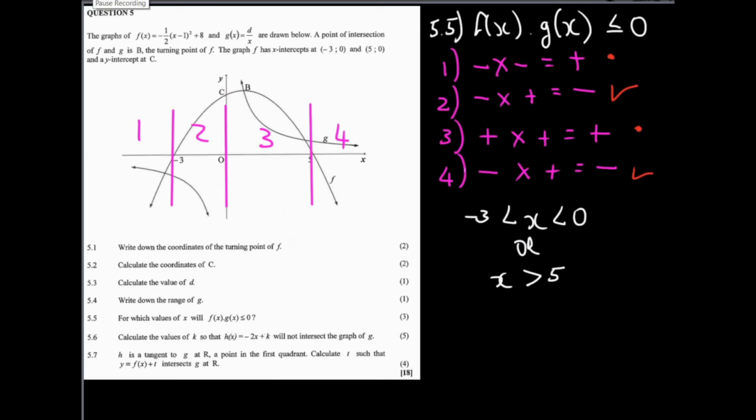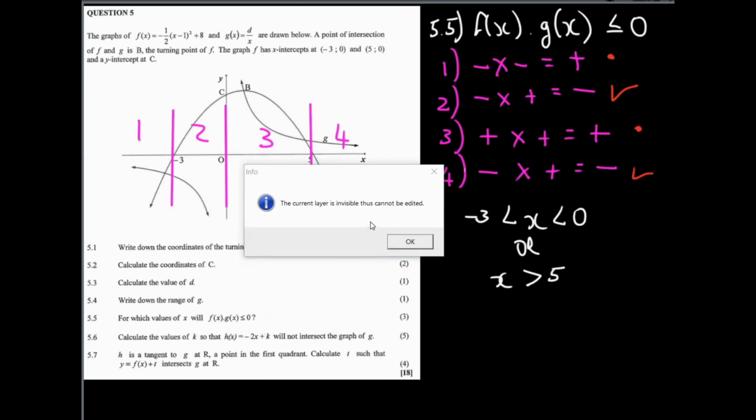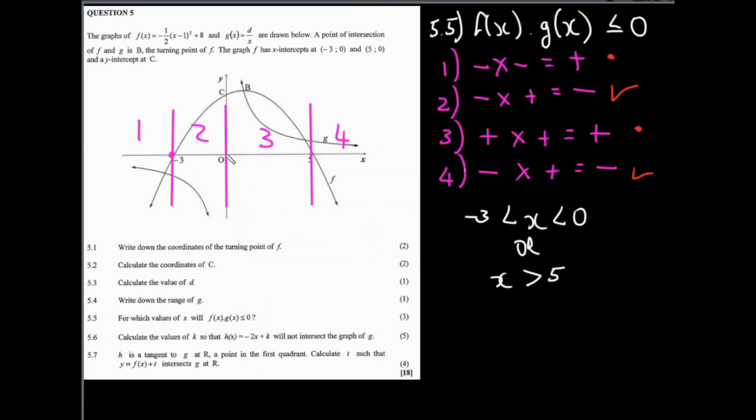Now we have 5.5, which says for which values of x will f(x) times g(x) be less than or equal to 0. So guys, you might have your own way of answering this question. I like to divide my graph into sections. So how do I decide what the sections are? Normally what I do is I look at the intercepts, and I see there's an intercept at -3, and then I look at my 0 value. Here I look at another intercept. So what I'm doing now is looking at what the values of the graphs will be, whether it's positive or negative, in those particular sections.